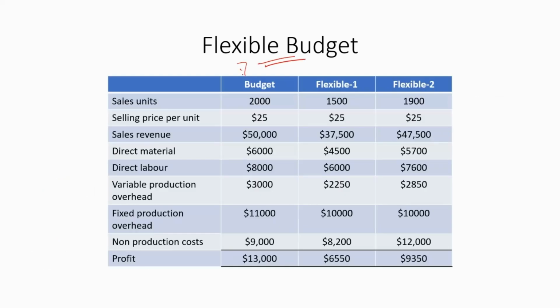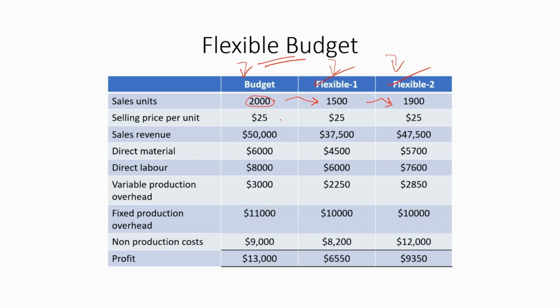This column contains the fixed budget and these columns contain flexible budgets. Flexible budget 1 and flexible budget 2. Remember that we can prepare any number of flexible budgets as we need. So how can we prepare a flexible budget? All we have to do is change the sales unit value. So for flexible budget 1, we have changed the sales units value to 1500 units. For flexible budget 2, we change it to 1900.